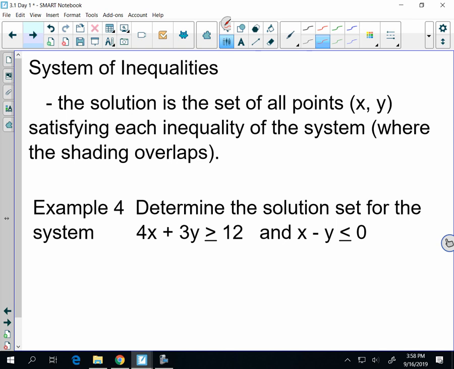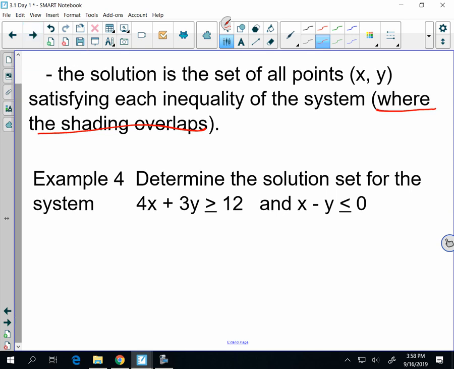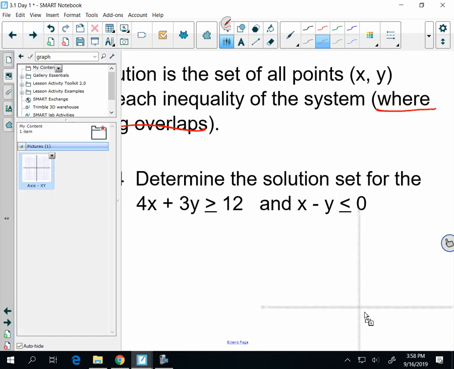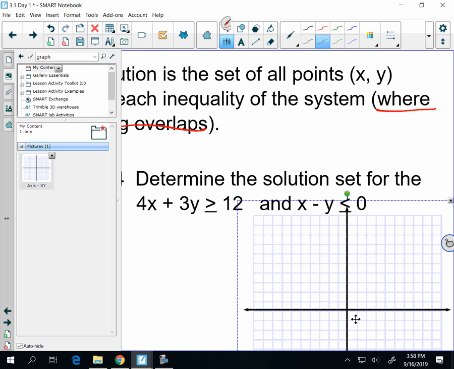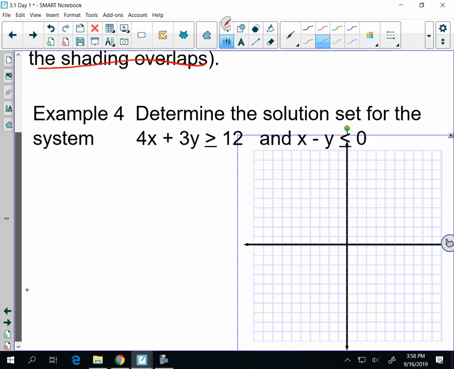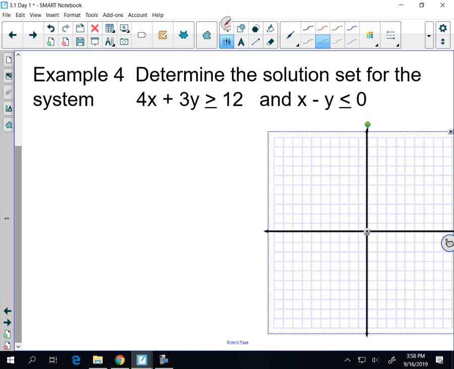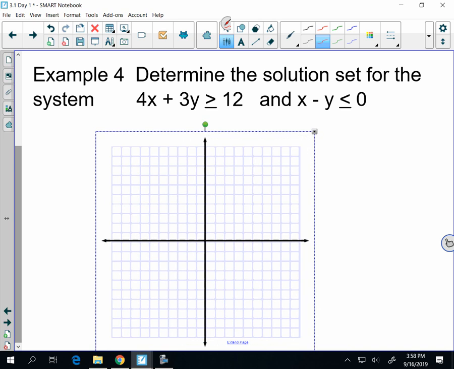And remember, a system of inequalities is when you graph 2 or more equations on the same graph, and we want the solution where all the points satisfy each inequality. Basically, we're looking for where the shading overlaps. And look, I forgot to put a graph on this one, so I'm going to add my graph. You don't have to draw your own graph, okay? So step 1 is I need to put these in slope-intercept form.